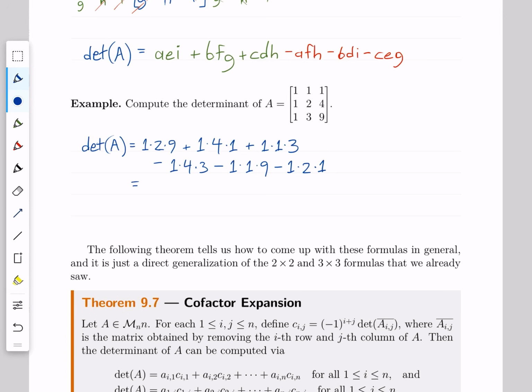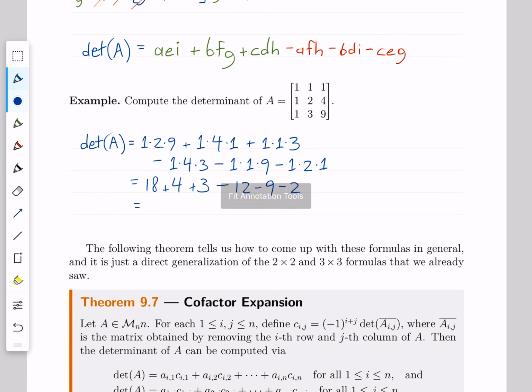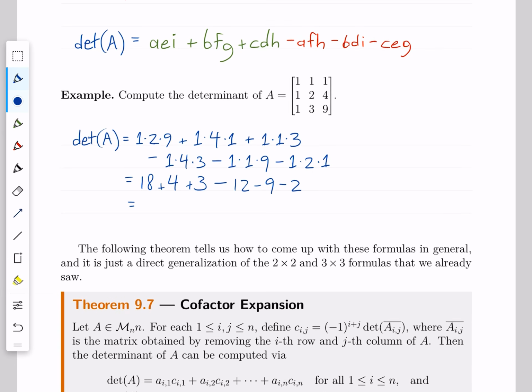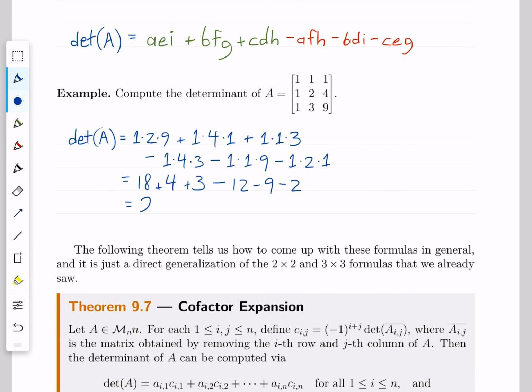And now we just compute all these products and add them up. So that first one, that's going to be 1 times 2 times 9 is 18. Next one is 4. Next one is 3. And then minus 1 times 4 times 3 is 12. And then minus 9 and minus 2. And then you just add all this up. So let's see, 18 plus 4 plus 3, that's going to be 25. Minus 12 brings us down to 13. Minus 9 brings us down to 4. Minus 2 brings us down to 2. All right, so the determinant of this matrix is 2.